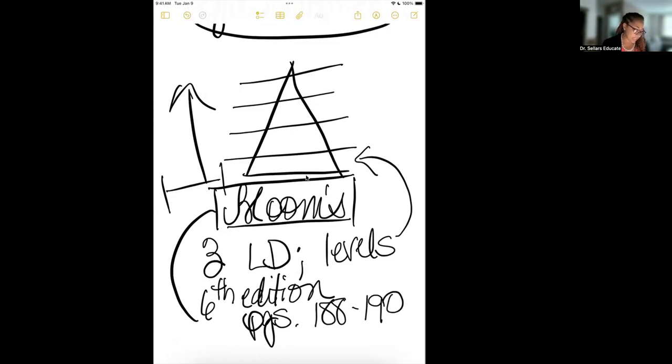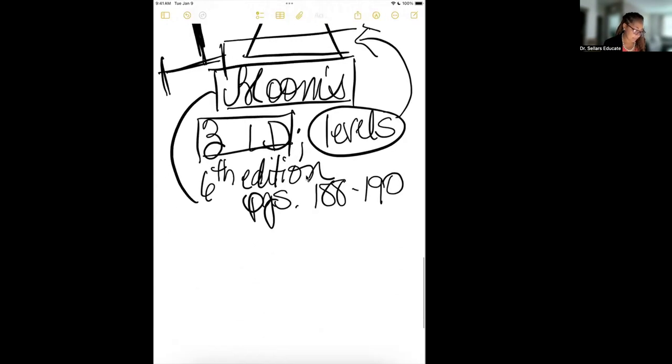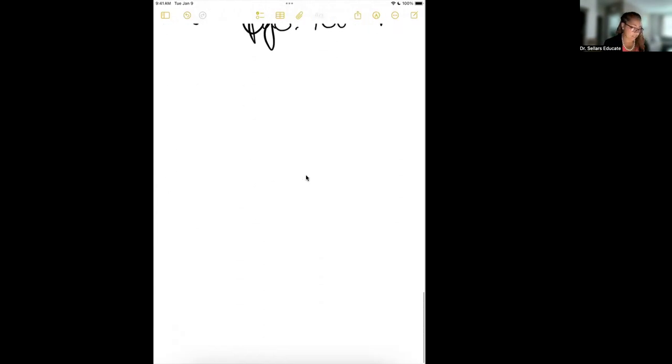All right, so with Bloom's taxonomy, we know there are 3 learning domains and we know there are levels, right? So you want to look at what are these levels? What are the verbs? What are some of the teaching strategies and evaluation strategies at each level? And how am I helping my students progress and scaffold their learning over time? Right, over time.